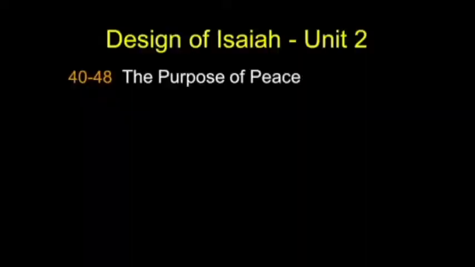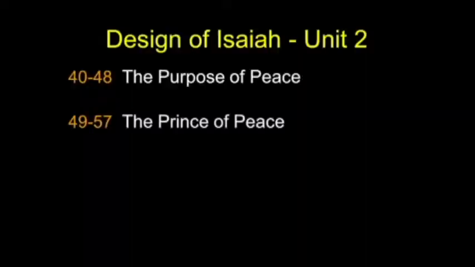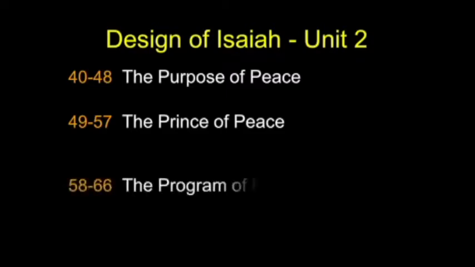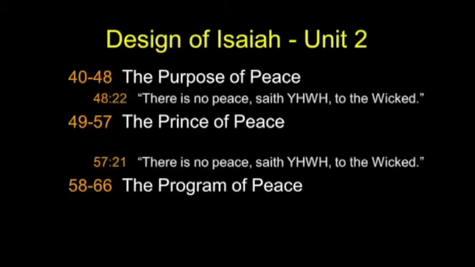And so, now the design of Unit 2 is rather interesting. From chapters 40 through 48 is the purpose of peace. From 49 to 57, the Prince of Peace. And 58 to the end, the program of peace. And those first two sections have sort of a bookend on them, 48:22 and 57:20, the same verse: There is no peace, said Yahweh, to the wicked.